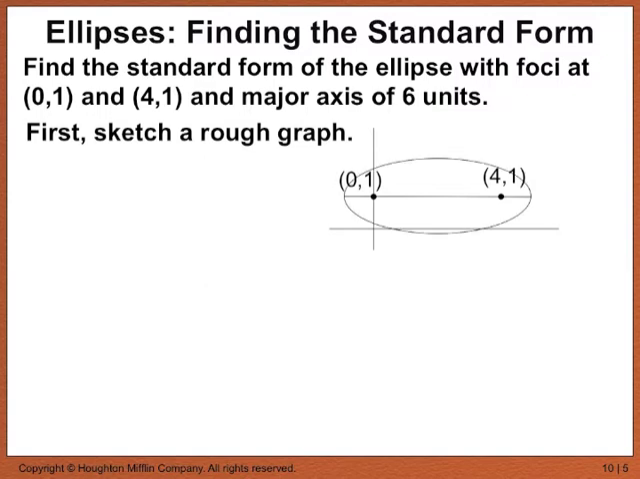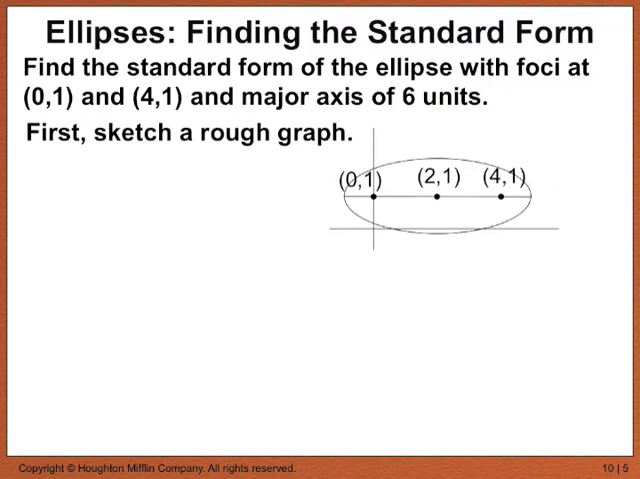Okay, so we can just do a rough sketch of the ellipse, and we find that the center is (2, 1). All right, this is an important bit of information that we can get just from our graph. And how do we know it's (2, 1)? Well, we know that the center is exactly halfway between the two foci.